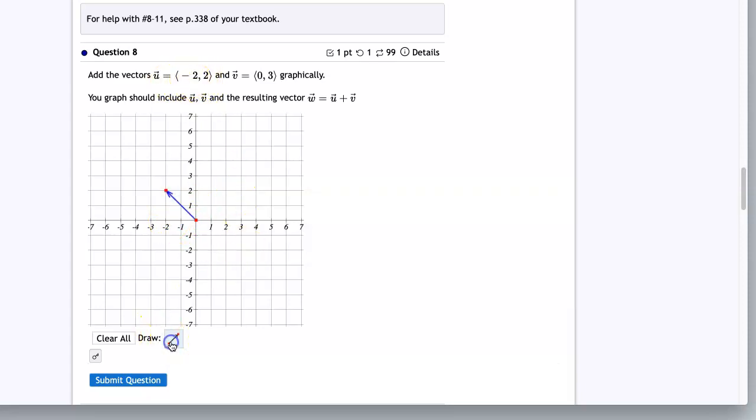And then for my vector v, I start at 0, 0 again, and I go 0 over and 3 up. Now to get the sum of the two vectors, it's really nice. You just have to add the x-coordinates and add the y-coordinates. And if you go to page 338 of your book, you'll be able to see this, that vector addition and vector subtraction and vector scalar multiplication is super easy. You just add the x components and you add the y components.